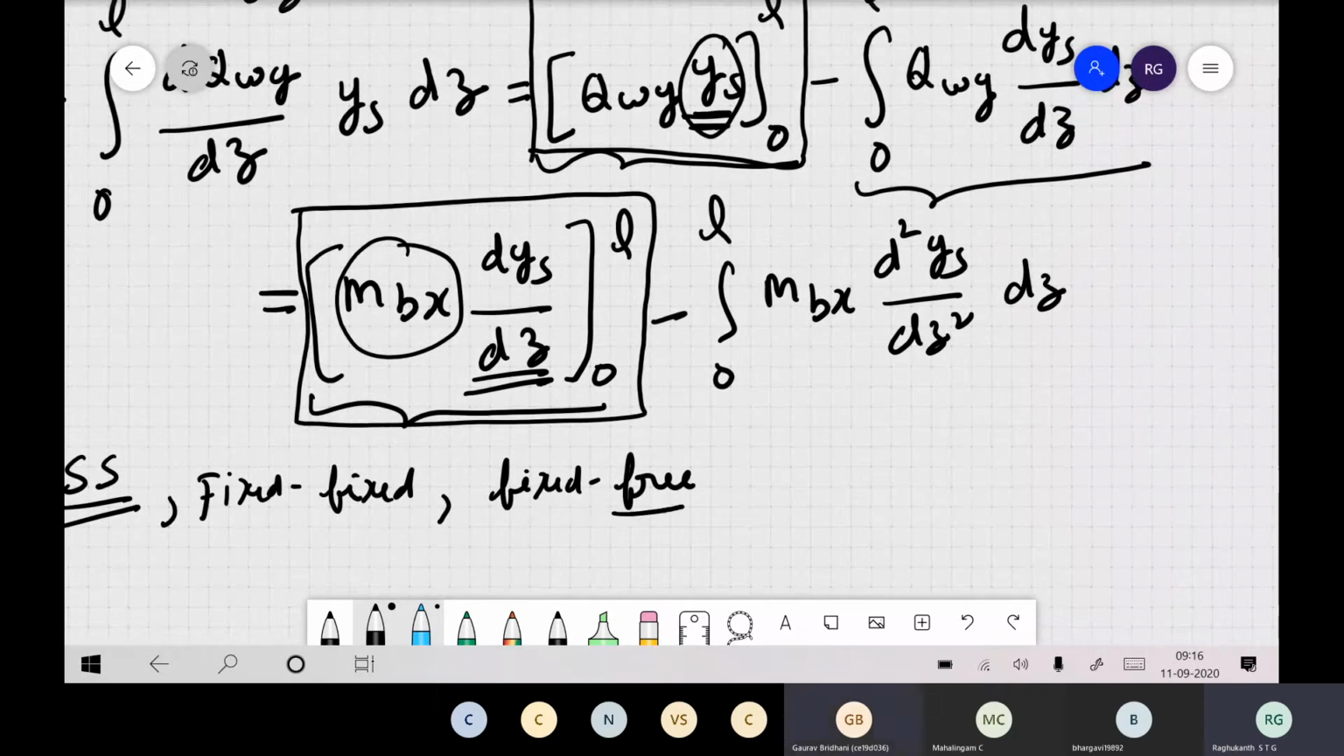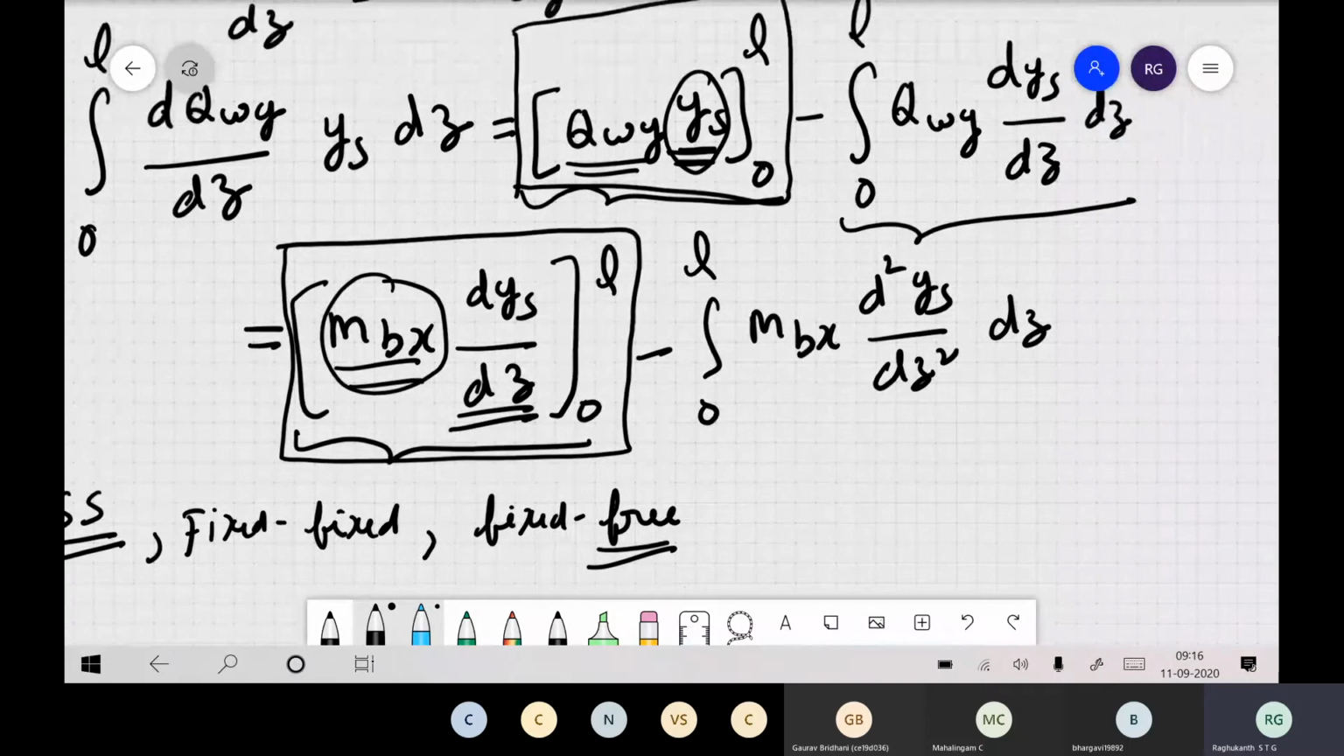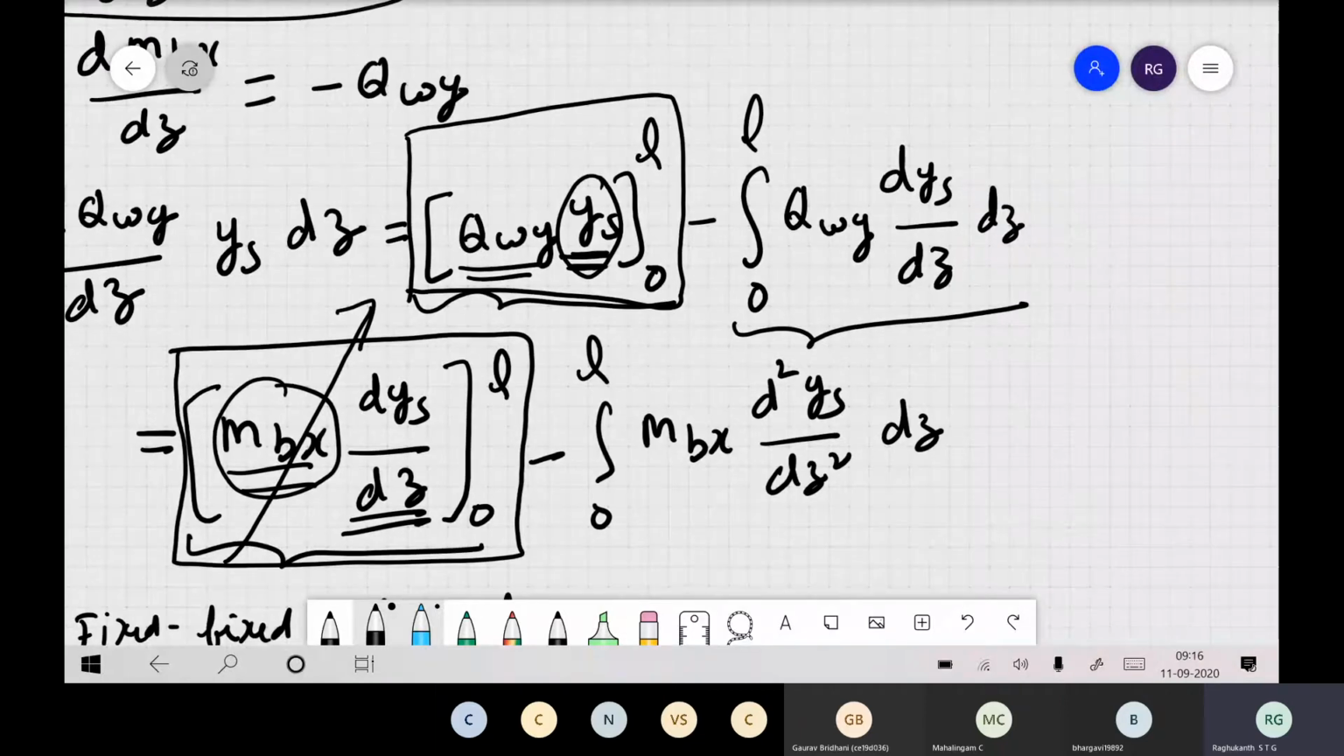Bending moment will be 0. And if it is free, if it is a cantilever, then bending moment is 0, shear force is also 0 actually. So whatever your conditions may be, fixed, simply supported, whatever, these two terms are both of no use actually. Because it is a very, very interesting thing.